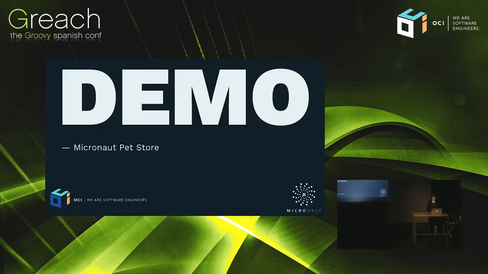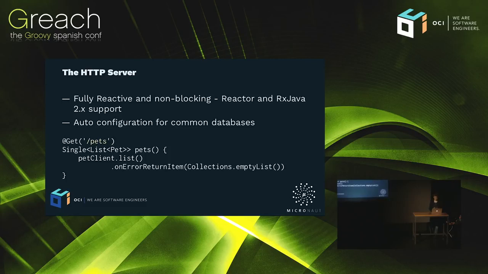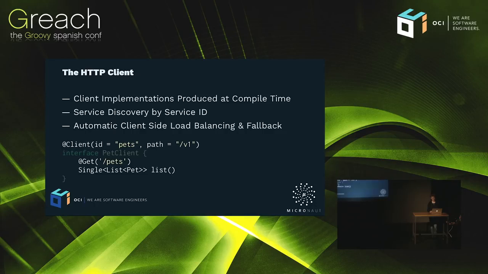Okay, so yeah, Micronaut is both an HTTP server and an HTTP client. The HTTP server is fully reactive and non-blocking. We have support for Reactor and RxJava. We have auto configuration for common databases. So whether it be Neo4j, MongoDB, Redis, or SQL databases, we have you covered without paying the performance and memory cost associated with Spring and Grails applications.